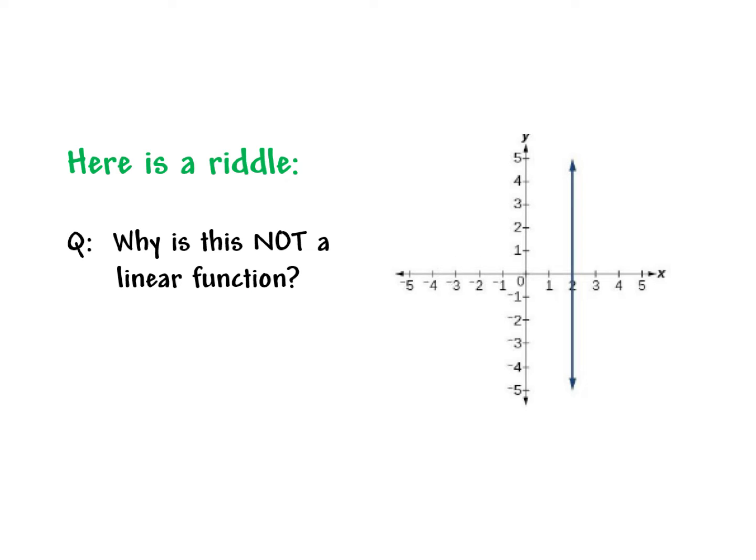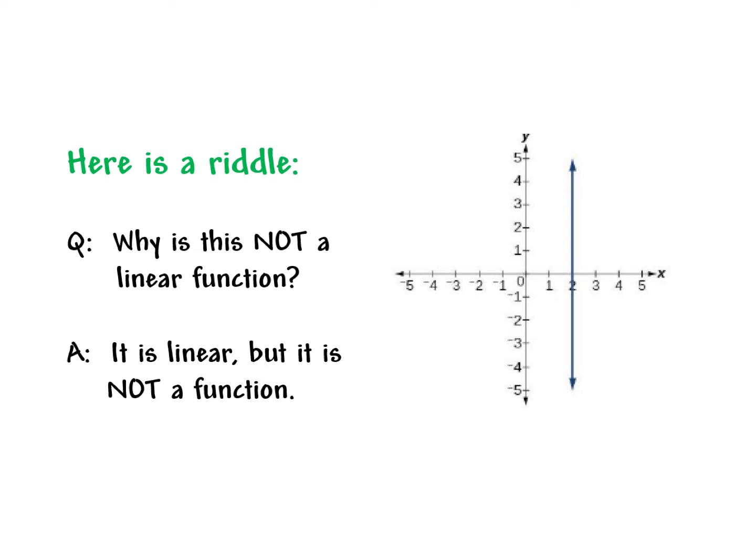Here's a riddle though. Why is this not a linear function? Well, it is linear, but it is not a function. It's not a function because it fails the vertical line test. Every single point on that line has the x value of 2, but has different y values.